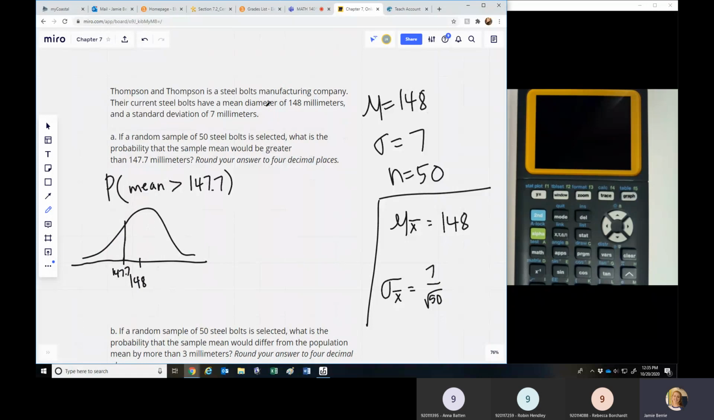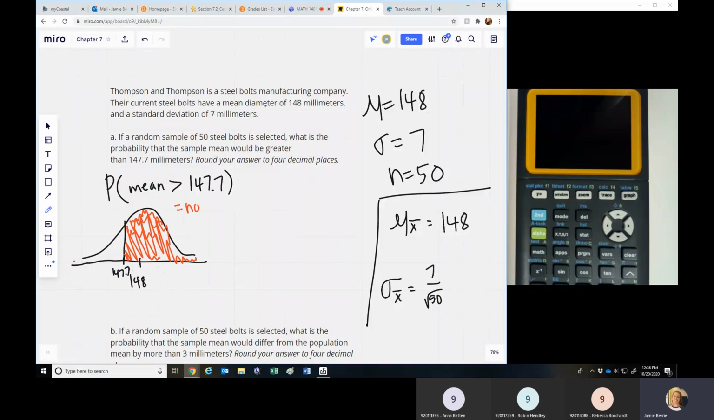And then shade to the right, because we're looking for the probability that's greater than 147.7. Now, if we were shading just to the left of 148, we would expect that to be exactly 50%, because it's a normal curve. It should be symmetric. This is a little bit to the left of 148, so I suspect that this is going to be just a little bit more than 50%.